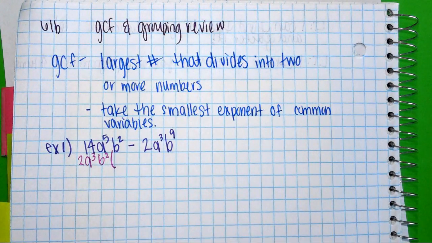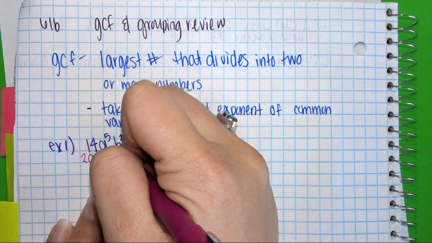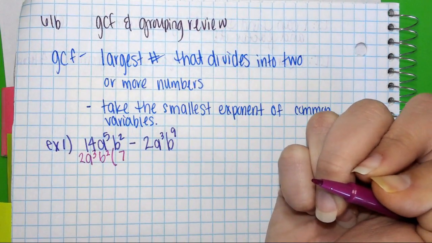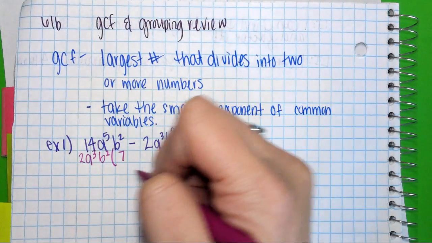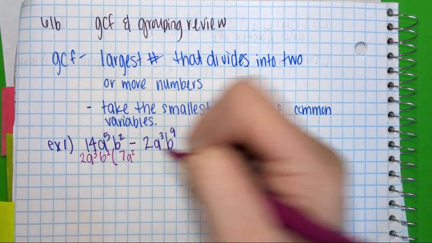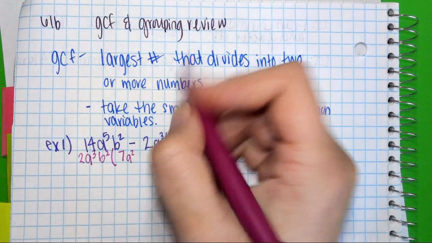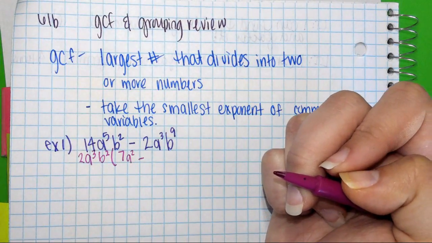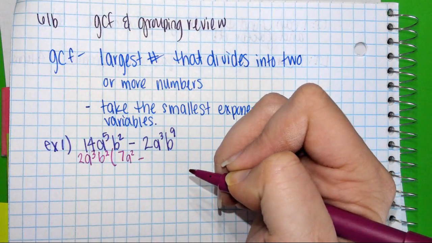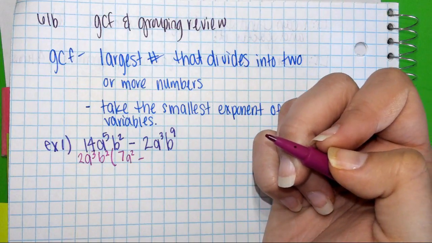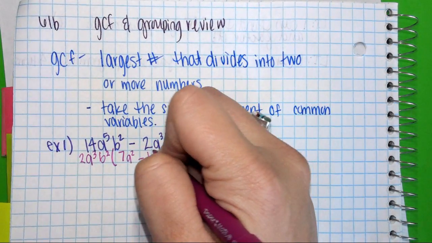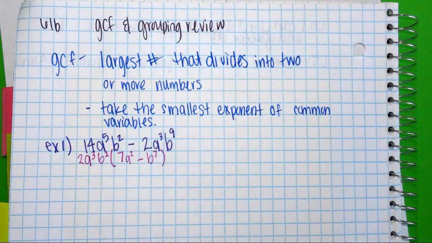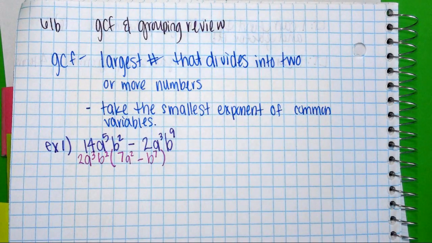Alright, what's 14 divided by 2? And then what are my variables going to be? A squared. Any b's? Awesome. Minus what? B to the 7th. Good. Take a point. Ta-da. That's it. Does everybody remember us doing that?